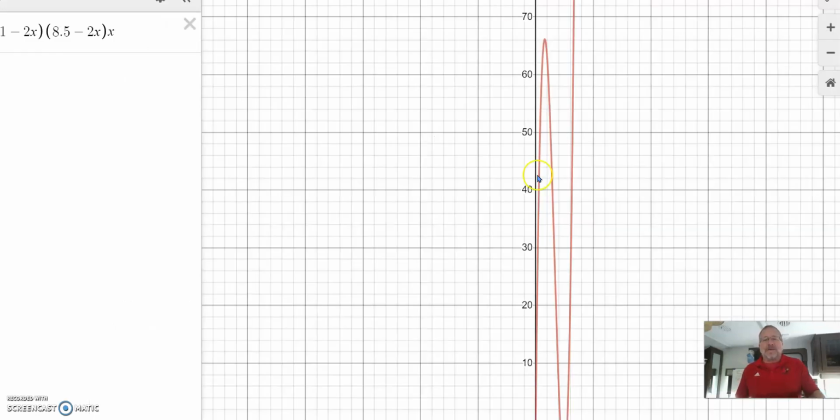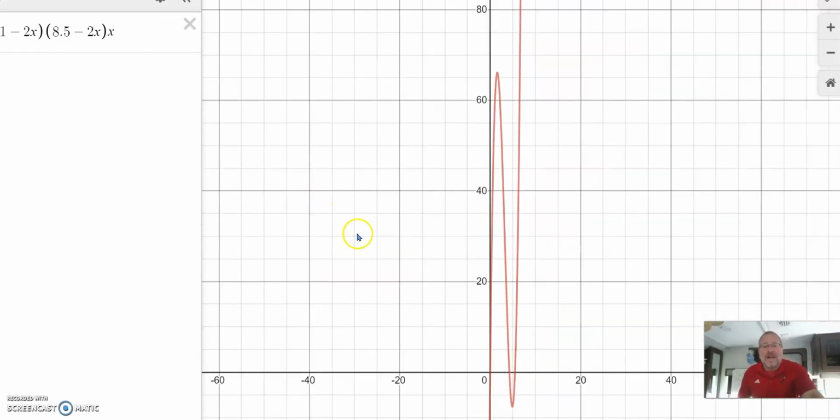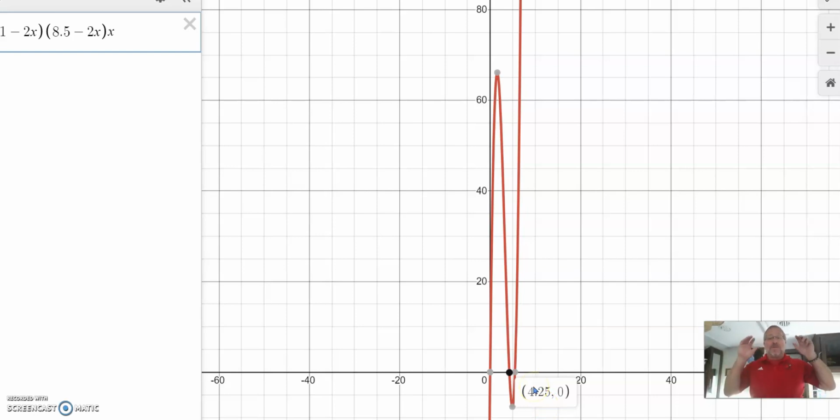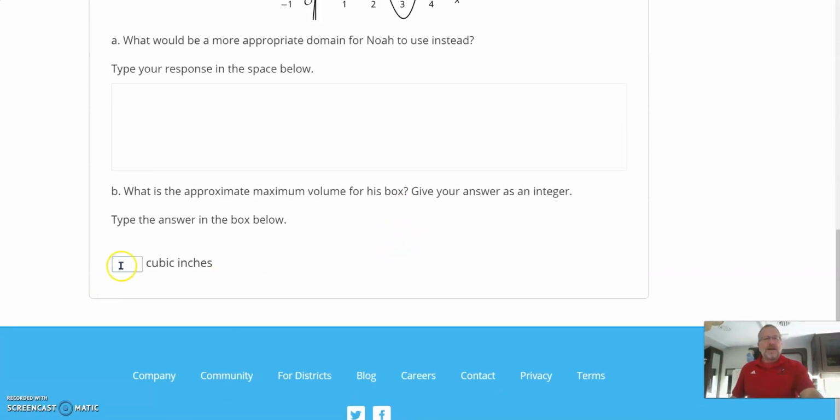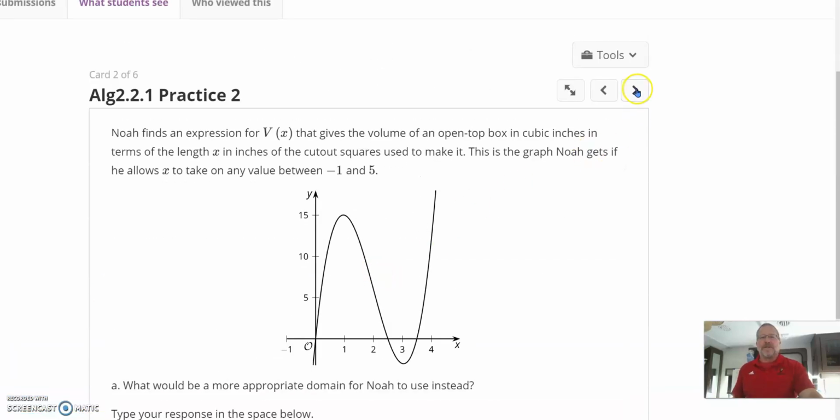If I come back to Desmos and show you the one we did in class, the x-intercept there was at 4.25. The reason it was 4.25 is that if you cut away 4.25 twice, that's 8.5, the whole width of that standard paper. So the domain would make sense for us to keep the x values between the ones that we can cut away. By this one, I think it might be between 0 and 2.5. I think we already answered part B. What's the maximum volume? We talked about that.